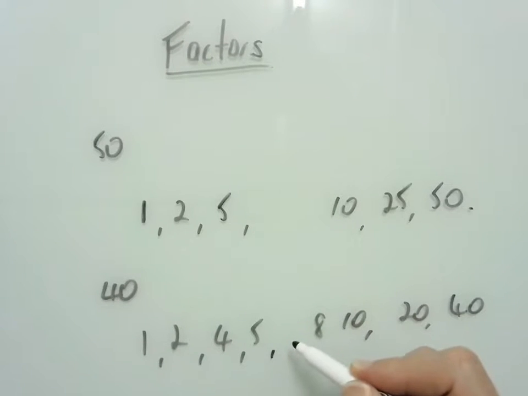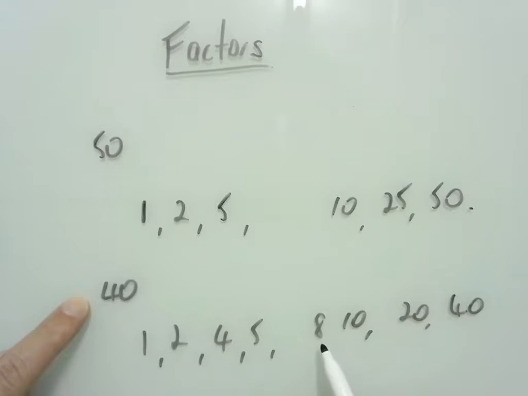No. Does 7 go in? No. Does 8 go in? Well, it does, but I've already written 8 down. Because I've met it, I now stop. I don't check 9, don't check 11, don't check 12, don't check any of them. I stop. So that's listing all the factors. A nice, easy way. Brings me to another term.